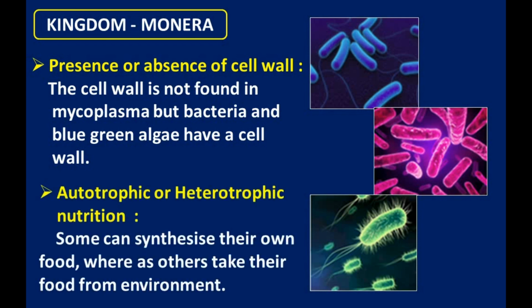Autotrophic nutrition or heterotrophic nutrition. Some can synthesize their own food, so they are autotrophs, whereas others take their food from the environment, so they are heterotrophs. Blue-green algae is an example of autotrophic nutrition. Bacteria are examples of heterotrophs.